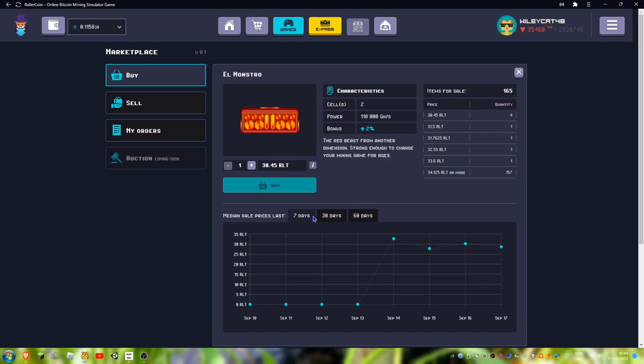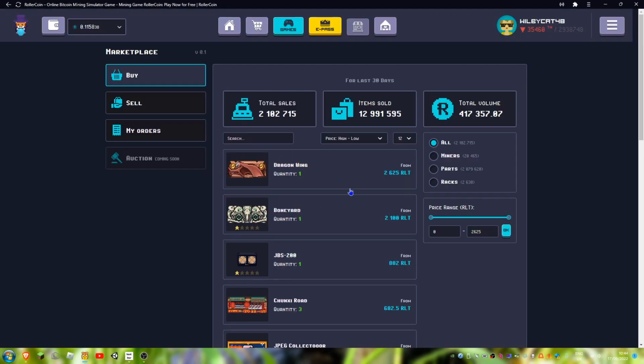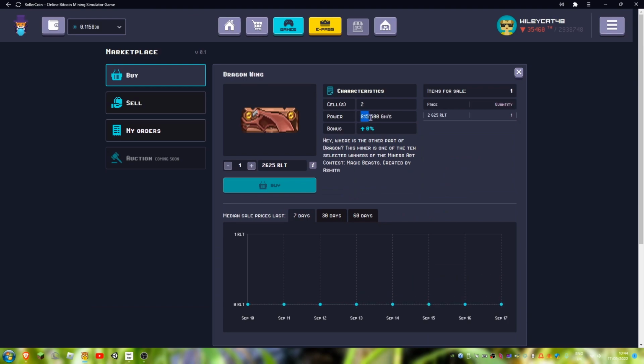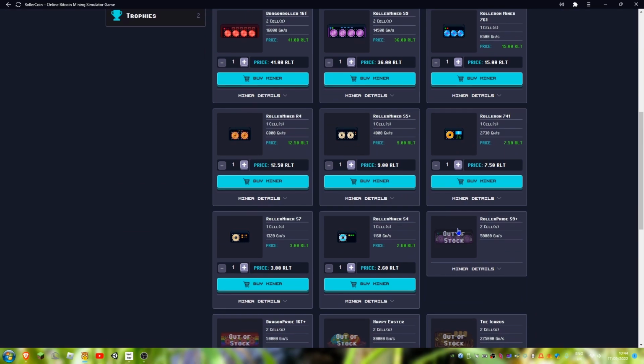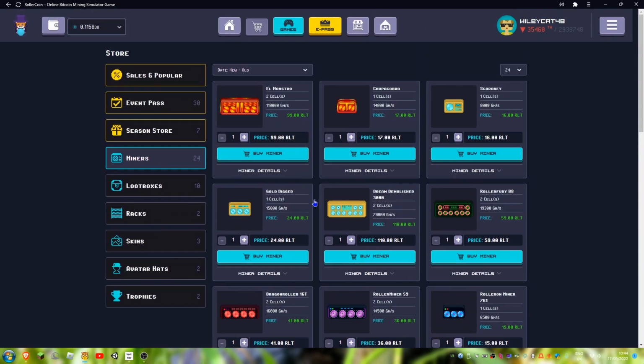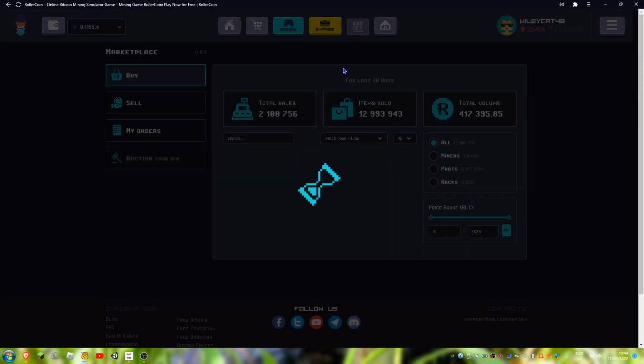If it doesn't come to that, I'll go back to the marketplace, like the Dragon Wing here. Definitely do not buy that. You have to pay 1 RLT for every 300 gigahash, and at that point, you're literally better off just going onto here and buying the Roller Miner S4s or El Monstros or Dream Demolition 3000s.